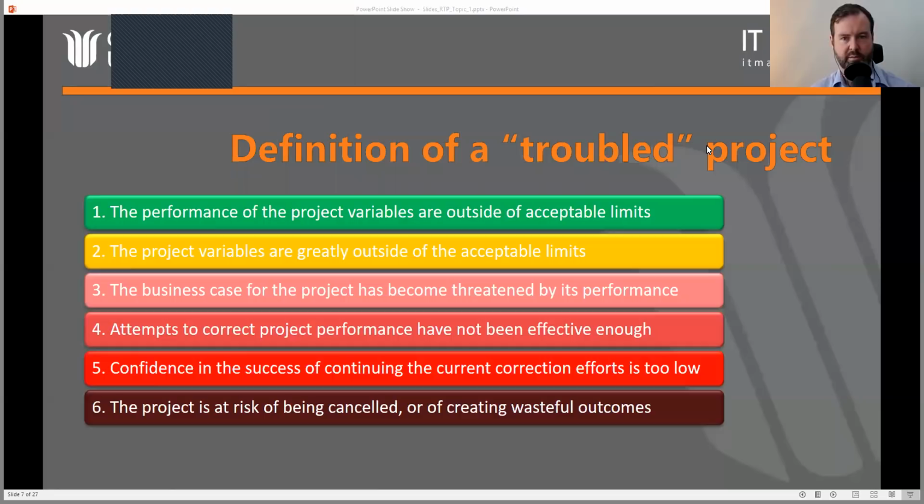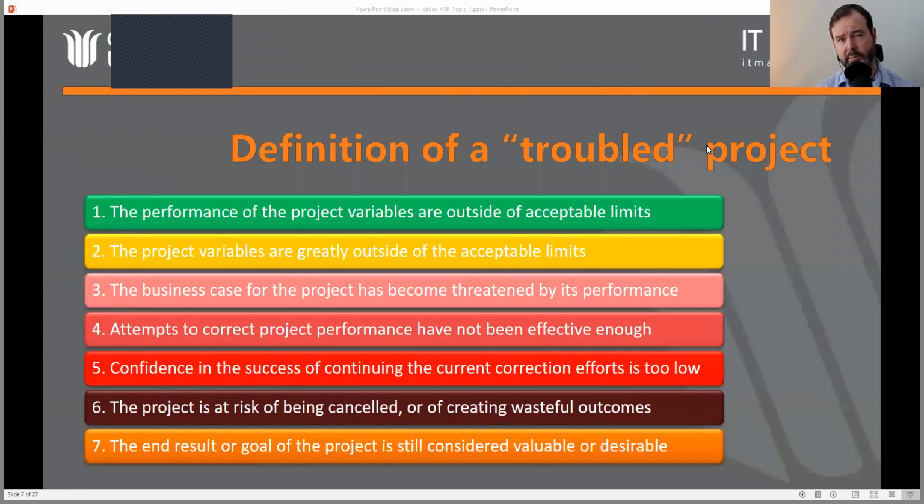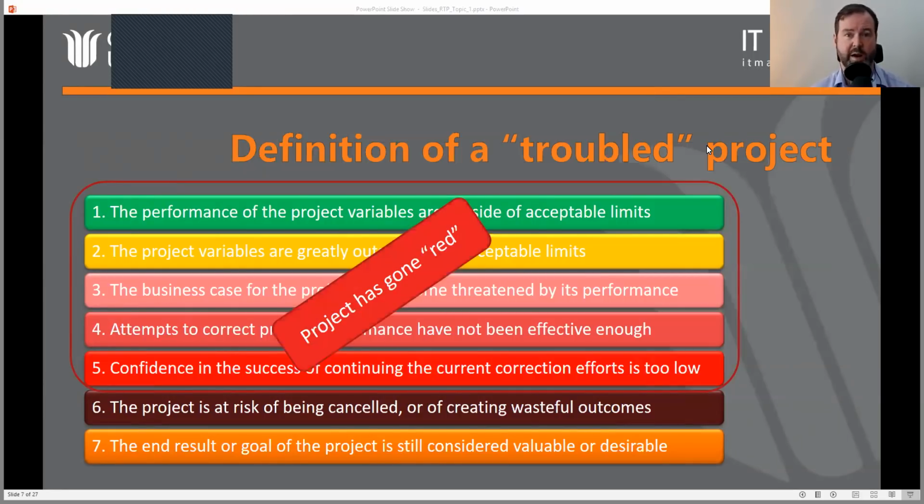Now, after this point, you then usually get a couple of things. Firstly, there's this risk that a project might get cancelled. We're saying, well, we don't think we can fix this, so should we cancel it? Is it at risk of wasting all of our money? But perhaps the end result that we've aimed for, the reason for the project's existence in the first place, may still be desired. It may still be valuable, something that we want. So these top 5 are the stages we look at. Once we get to 5, the project has gone red. And that's the label that is often used, saying, well, we're going to consider this project in a very different way. And this is what I want to talk about today.